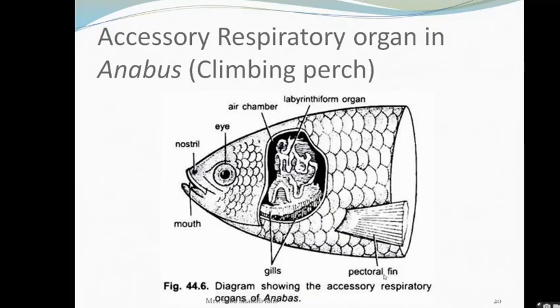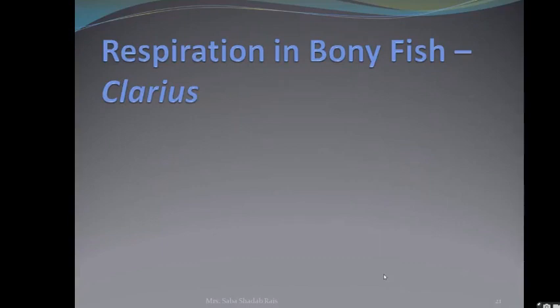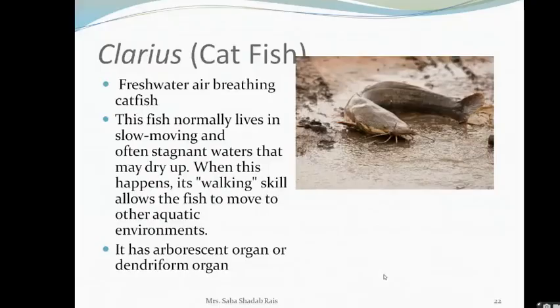Let us study the second example, respiration in Clarius. Now, when we talk about Clarius, you might have seen this is the catfish. It is commonly found in India as well as Africa, and you might have seen it in the market also. Normally they are found in slow moving or stagnant water, but you will even find them in paddy fields and muddy regions. So what happened, this muddy region or stagnant water is oxygen deficient.